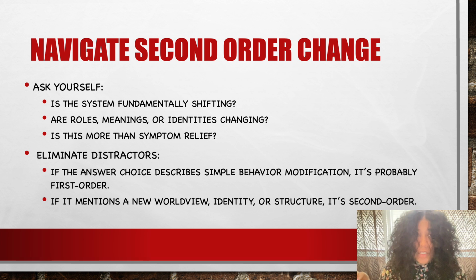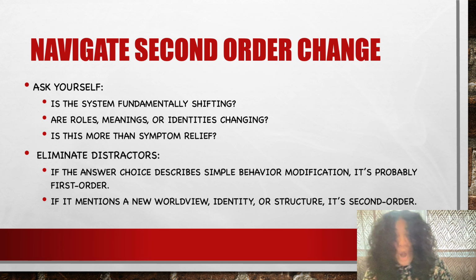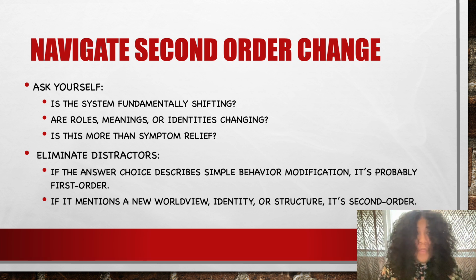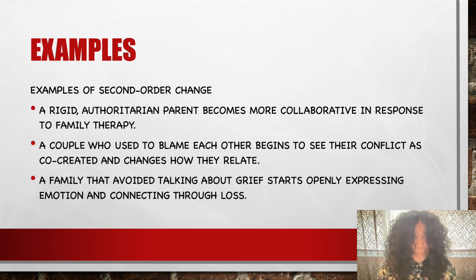Eliminate the distractors. If they just describe a simple behavior modification, it's probably going to be first order change, because you know why? You're going to see some responses. Well, the behavior, but the son began complying, but first order change. If it mentions a new worldview, identity, structure, it's going to be second order change. Fundamental shifts, co-creating, talking through, making family decisions. This person now has more autonomy. Those are second order change responses that you should be looking for.